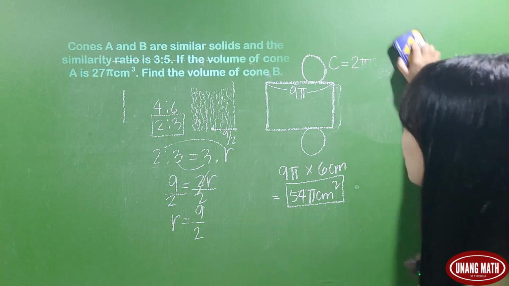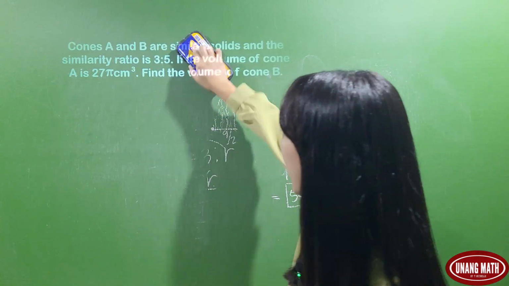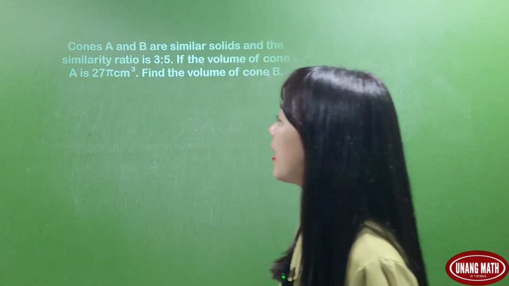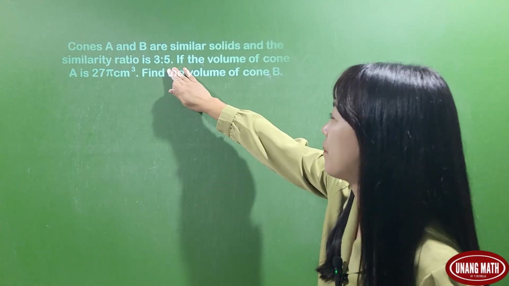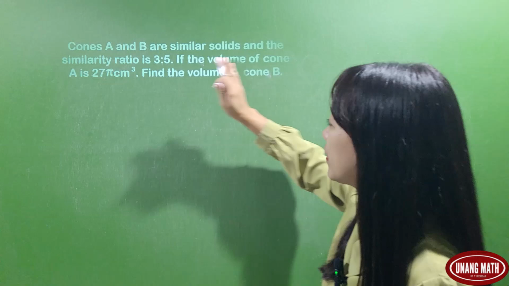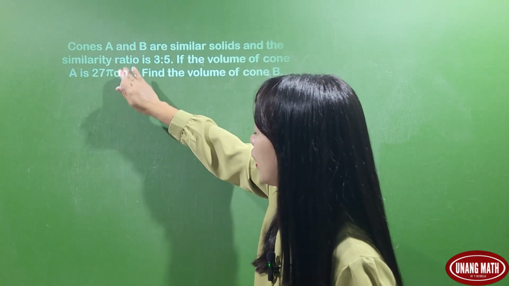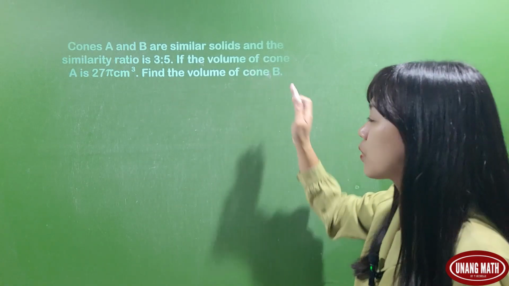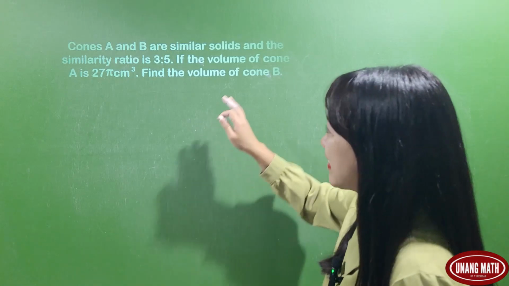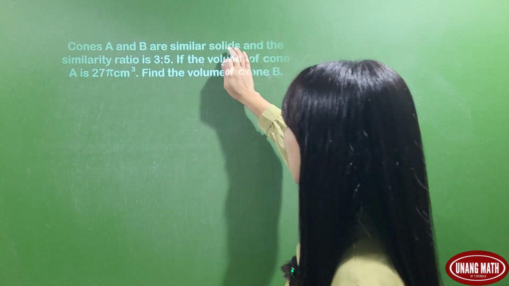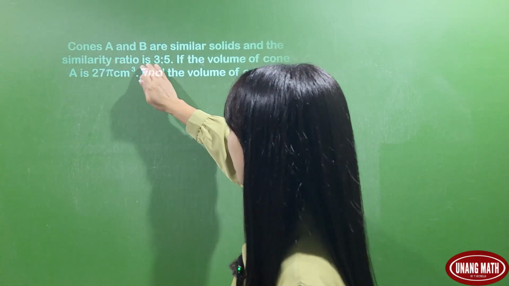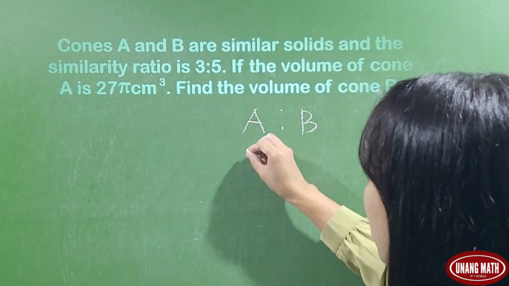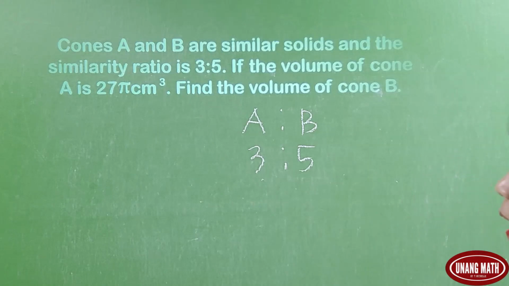Okay, and for the last question, cones A and B are similar solids, and the similarity ratio is 3 is to 5. If the volume of cone A is 27 pi cubic centimeters, find the volume of cone B. So cones A and B are similar solids, and it's given that the similarity ratio is 3 is to 5. So cone A is to cone B, the similarity ratio is 3 is to 5.